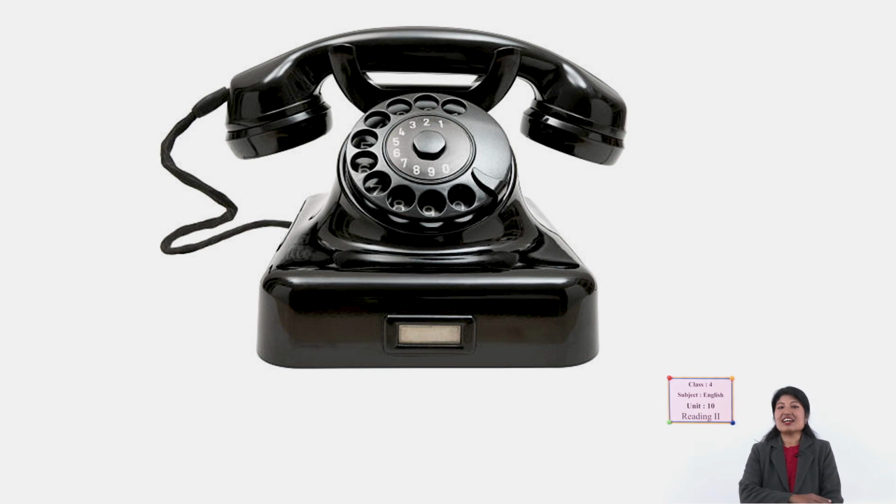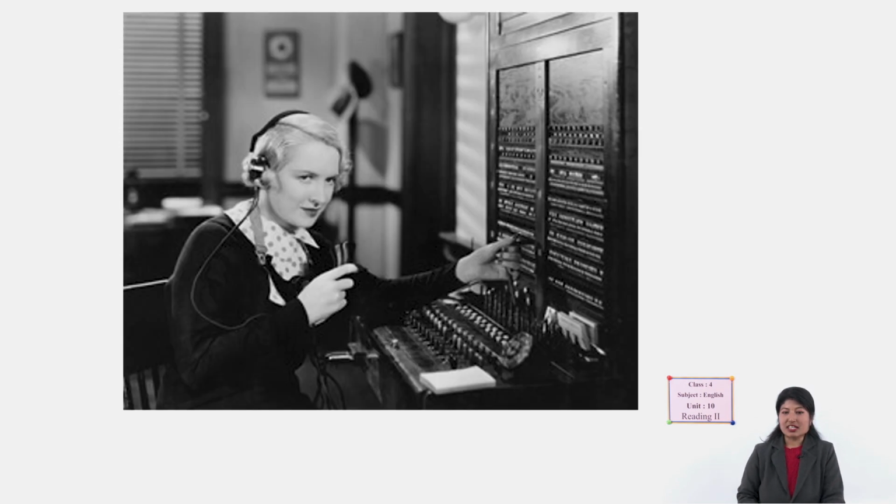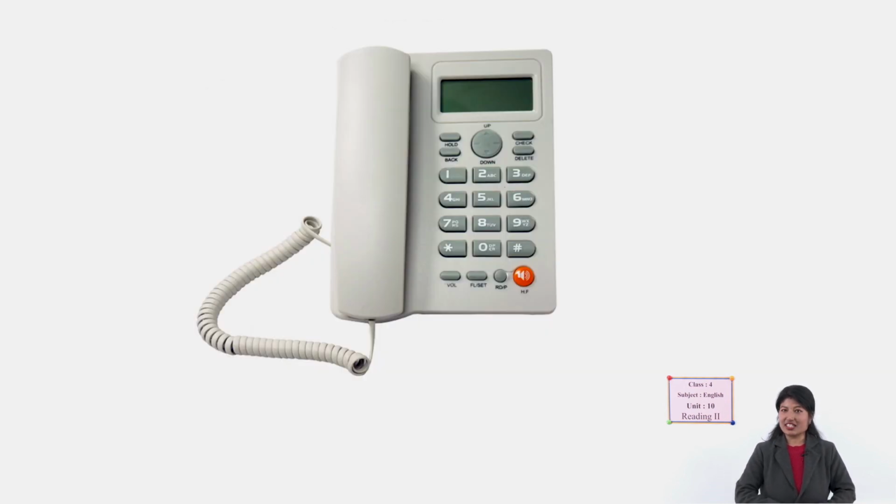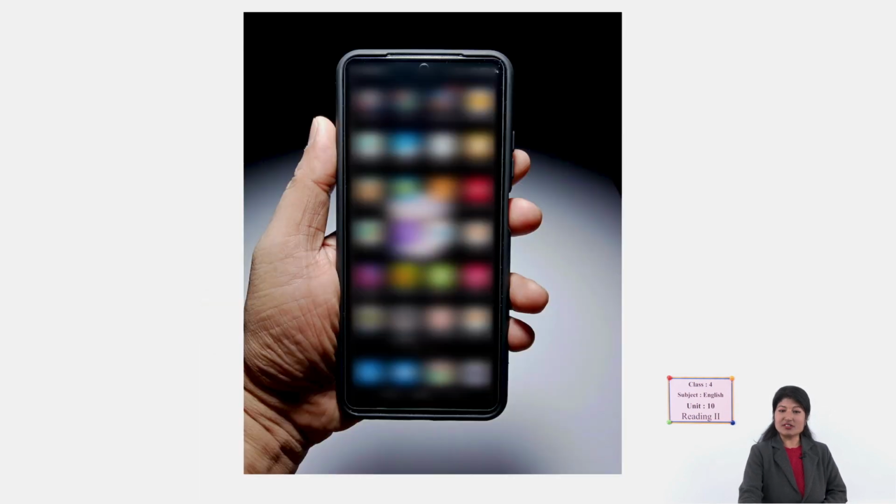Oh yes, this is a telephone, and the picture you saw at first, this is also a telephone. People used to make calls using such telephones in the past, and gradually we could see such telephones, and then these days you could see such telephones, right? And these days what do we use instead of telephone? Mobile phones, right? So it is very handy.